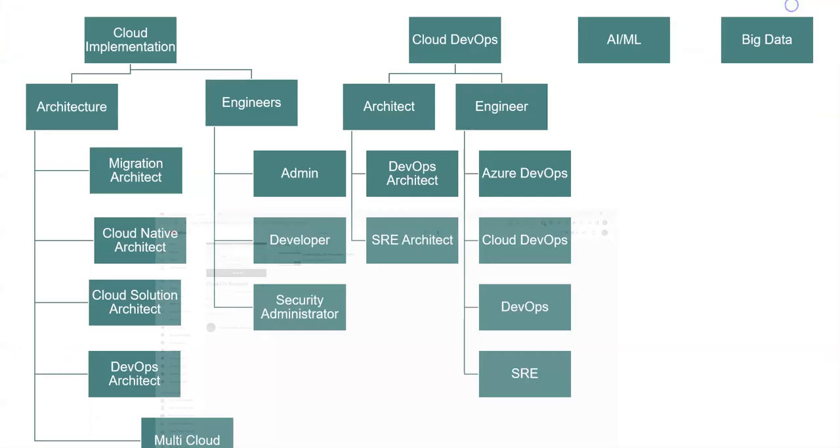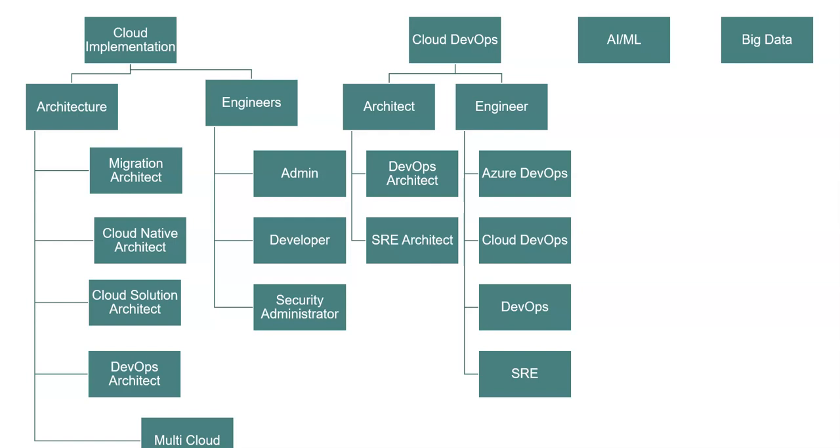So prior to that, let me give you a quick walkthrough about the different roles. In the cloud world, there are plenty of roles. First, you need to decide and target which type of role you are looking for, whether it is DevOps, admin, or architect. Within the architect, there are migration architect, cloud native architect, solution architect, multi-cloud architect, or DevOps architect. Sometimes they mix up these roles as well, so you have to be prepared for those types of roles, like migration plus native architect, or solution architect plus multi-cloud architect.